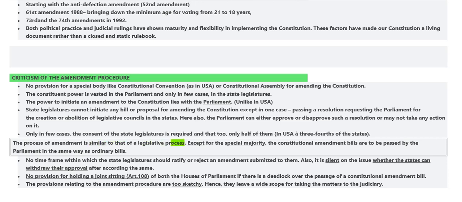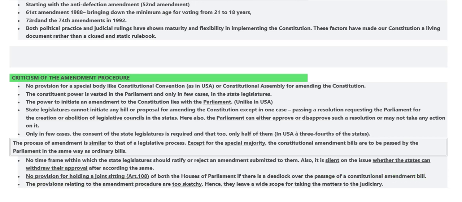Only in few cases, the consent of the state legislatures is required, and that too, only half of them, in USA 3/4 of the states. The process of amendment is similar to that of a legislative process. Except for the special majority, the constitutional amendment bills are to be passed by the Parliament in the same way as ordinary bills. No time frame within which the state legislatures should ratify or reject an amendment submitted to them. Also, it is silent on the issue whether the states can withdraw their approval after according the same.